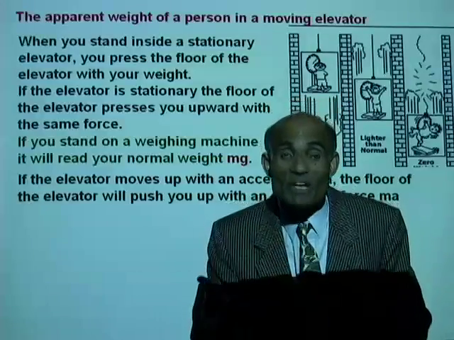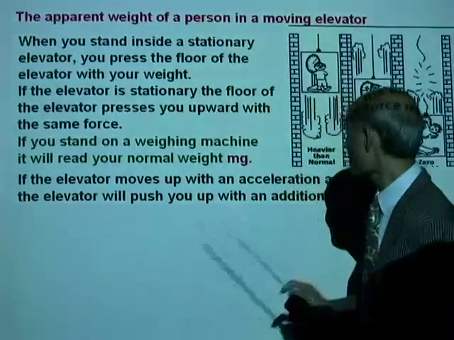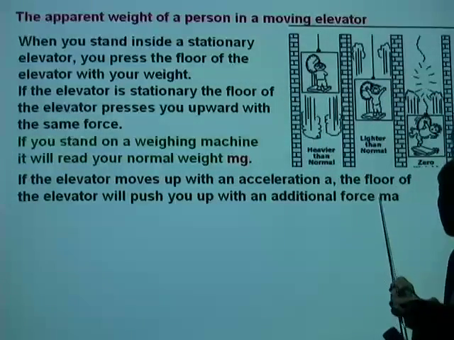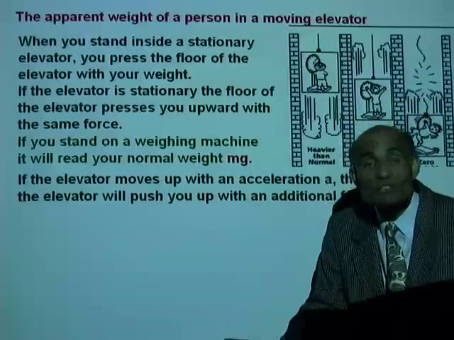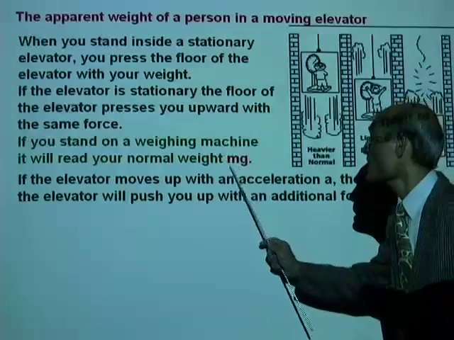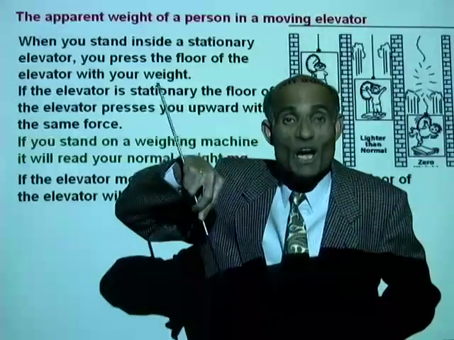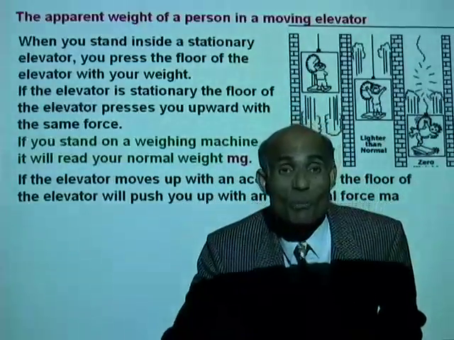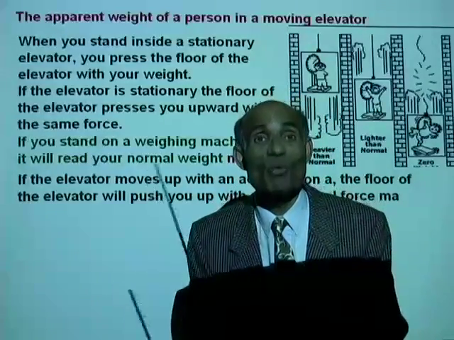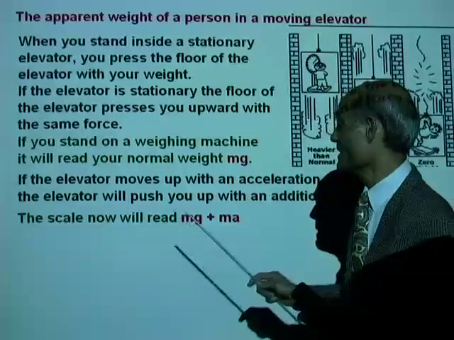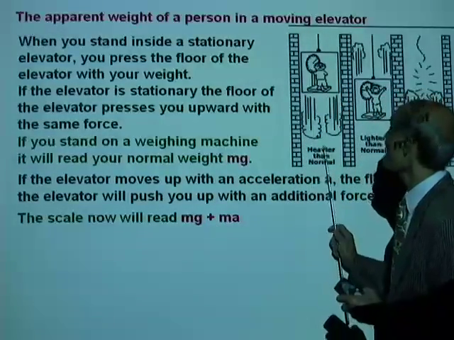Now, the elevator wants to produce an acceleration on you upward. That means it must produce an additional force on you. So what is the force the elevator is now applying on you? It is mg plus ma. And you in turn will press the elevator floor back with the same force. That means your weight will now be greater. So the scale will now read mg plus ma.